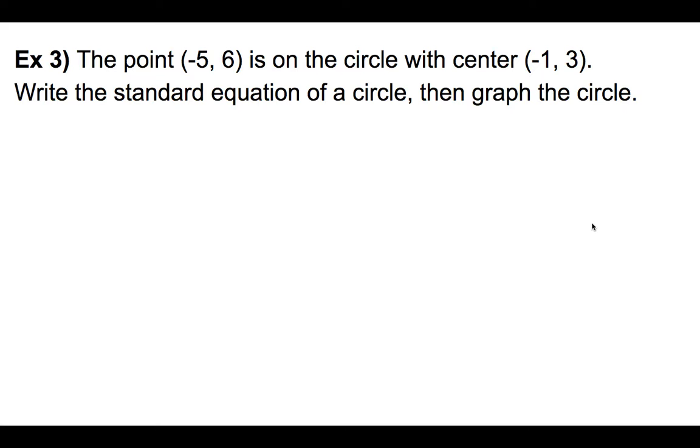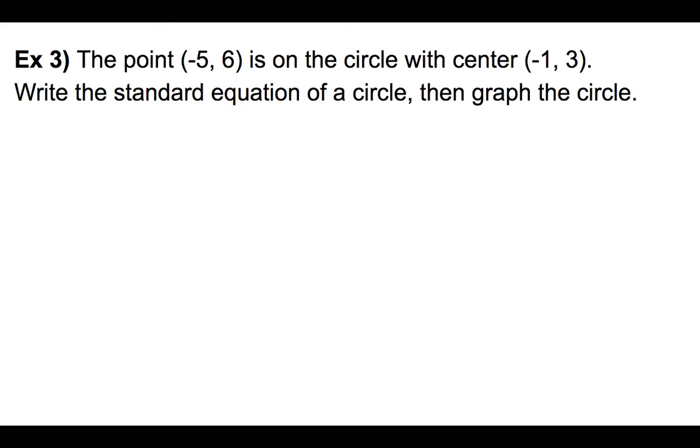So example number 3, the point -5, 6 is on the circle with the center of -1, 3. Write the standard equation of a circle, then graph the circle. Okay, so remember for the standard equation of a circle, we need two things. We need to know the center point and we need to know the radius. Now, we're given the center point in the problem. The component that we're missing is the radius.